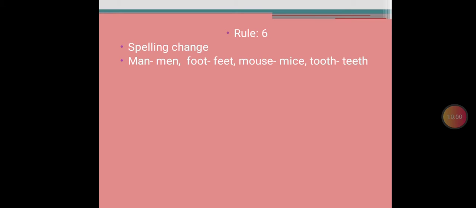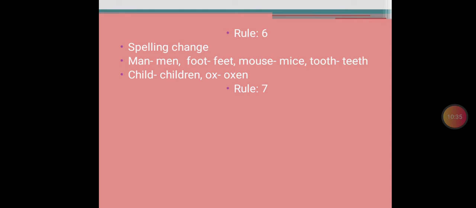Foot, double o is changed into double e. Foot, feet. Mouse, mice. Tooth, teeth. Child, children. Ox, oxen. These last two are very old English words. Since many centuries, they have been used like this.